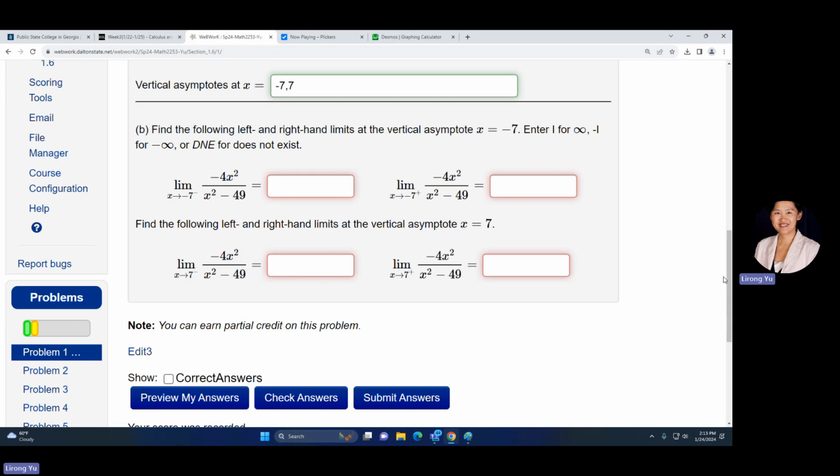If you want to graph it, you can quickly know if they are going up or going down. If it's going down, it's negative infinity. If it's going up, it's positive infinity. They're either positive or negative right now.